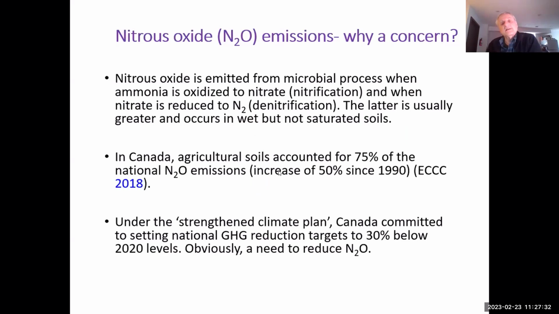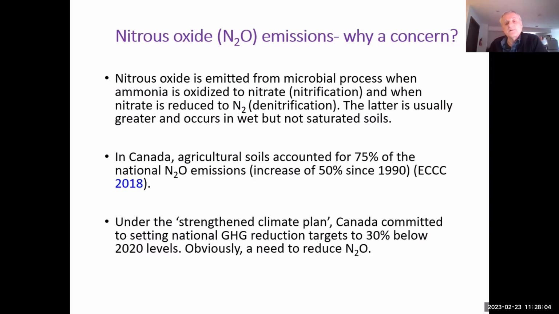So why is nitrous oxide a concern? Nitrous oxide is emitted from microbial processes when ammonia is oxidized into nitrate, and that's called nitrification. And when nitrate is reduced to N2 gas, dinitrogen, which goes back in the atmosphere, that's called denitrification. The latter is usually the greater pathway and occurs in wet but not saturated soils. In saturated soils, all of the nitrate gets converted to N2, and there's no nitrous oxide. But if it's not fully saturated, then that's when you get the high emissions.